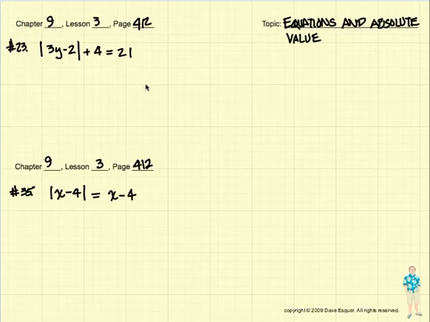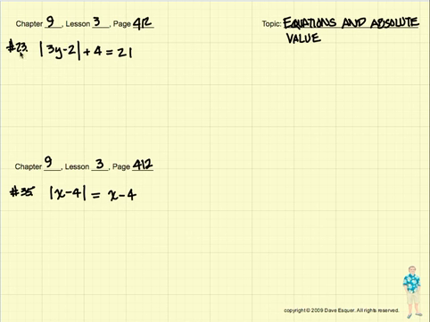Good morning. Chapter 9, Lesson 3 is on page 412, and we're going to be doing equations in absolute values today. The interesting thing about absolute values is we usually have two values for these absolute value equations, because sometimes we can have values that are both negative and positive inside the absolute value, and when you evaluate those they become positive because they are defined as the distance from 0 on the number line.